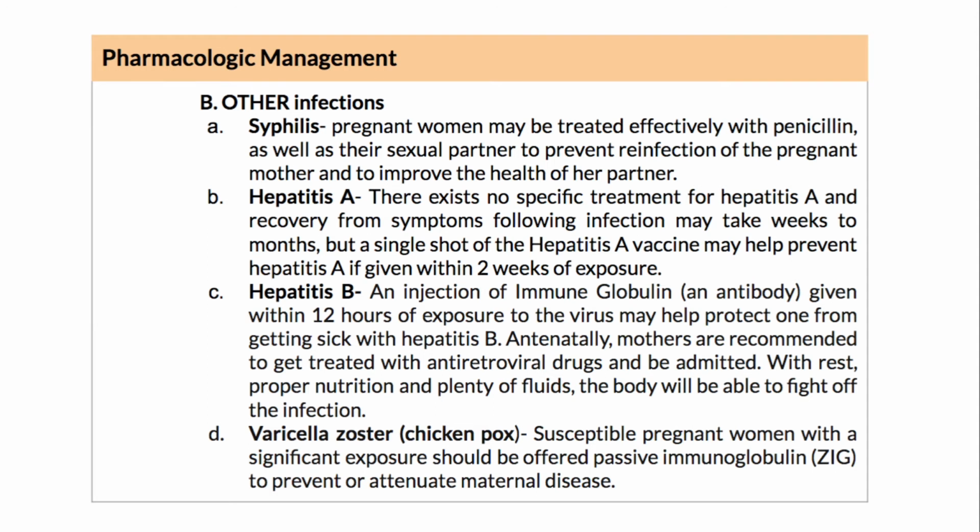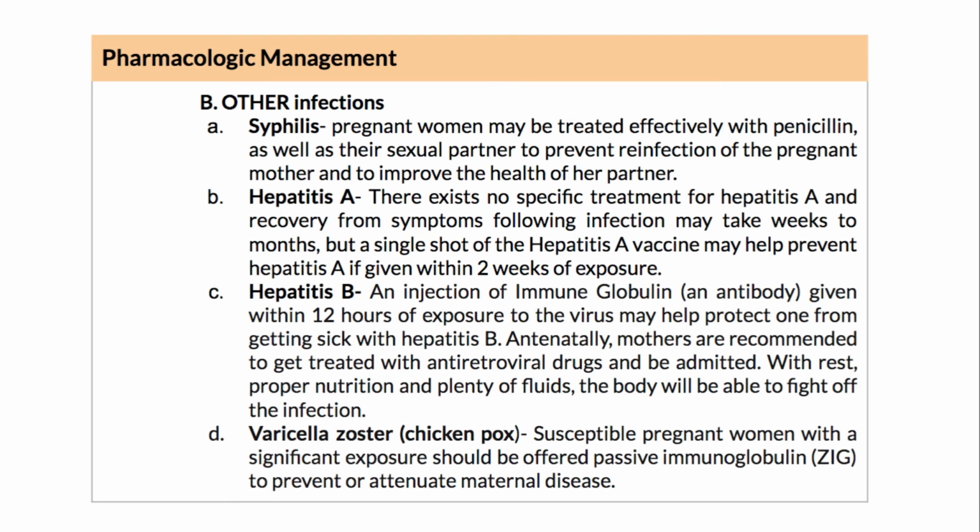Pharmacologic management of other infections. Syphilis. Pregnant women may be treated effectively with penicillin, as well as their sexual partner, to prevent reinfection of the pregnant mother and to improve the health of her partner. Hepatitis A. There exists no specific treatment for hepatitis A, and recovery from symptoms following infection may take weeks to months, but a single shot of the hepatitis A vaccine may help prevent hepatitis A if given within 2 weeks of exposure.